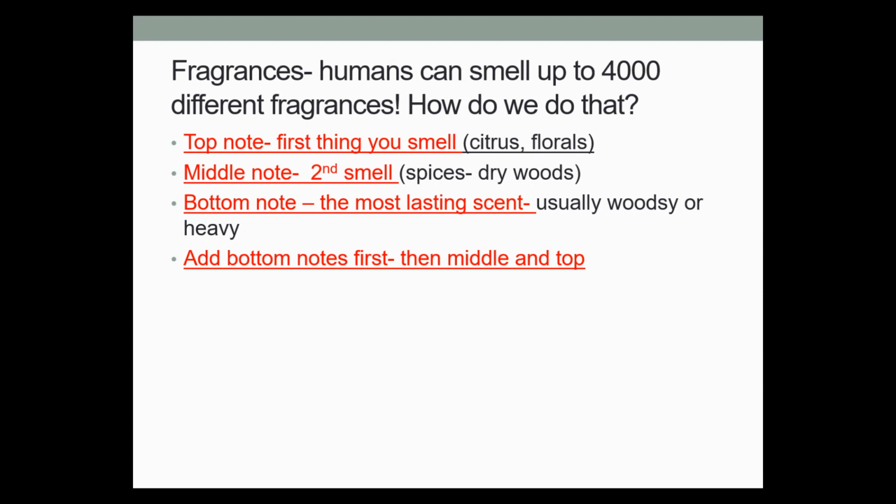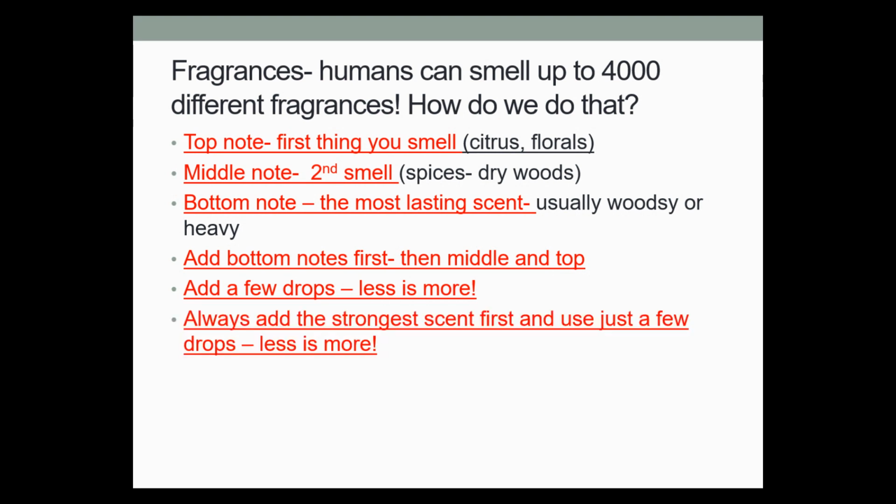When you're mixing a scent, you always want to add your bottom notes first and then move to the top. And you always want to add just a few drops because you can always add more. But if you add too much, you can't take it away. And always add the strongest scent. Some florals, lavender, for example, is a very strong scent, and it doesn't take a whole lot of lavender oil to get a lot of lavender smell. So if you are testing smells and trying to decide what you want to use, you really want to use the strongest smelling substance first and then work your way up from there.